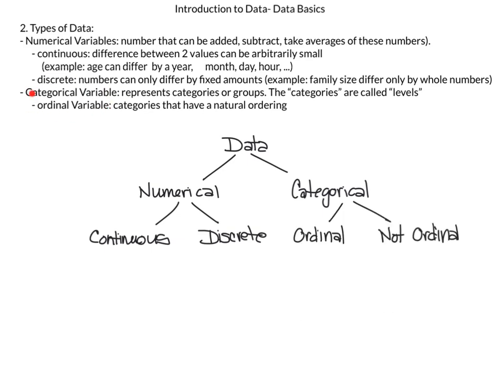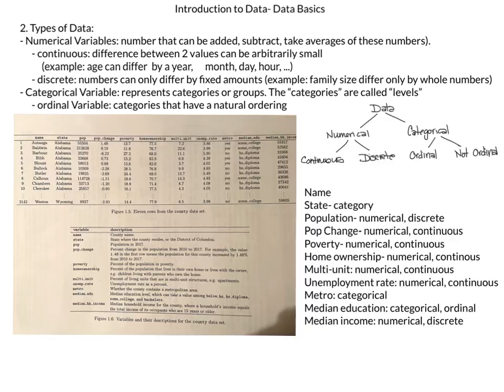Categorical data can be further divided into ordinal versus not ordinal. An ordinal variable is made of categories that have a natural ordering. An example of that is high school students. They can be freshmen, sophomores, juniors, or seniors, and naturally you'd think of freshmen as lower on the totem pole than sophomores, juniors, and seniors. There's a natural order to that.